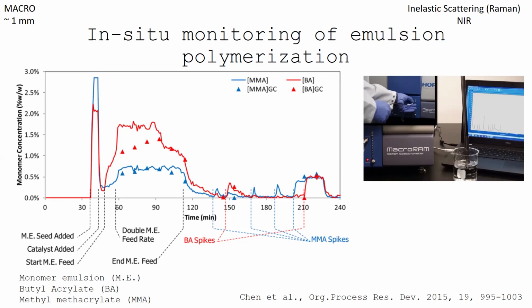They validated this in situ monitoring by taking samples out at different time intervals and testing it with gas chromatography. And so you can see that there's pretty good agreement between the in situ Raman measurements, which gives you much better temporal resolution, and you don't have to remove the material, compared to the GC.